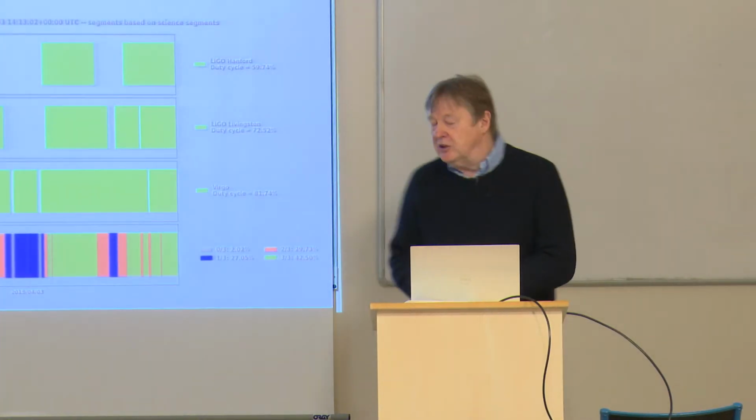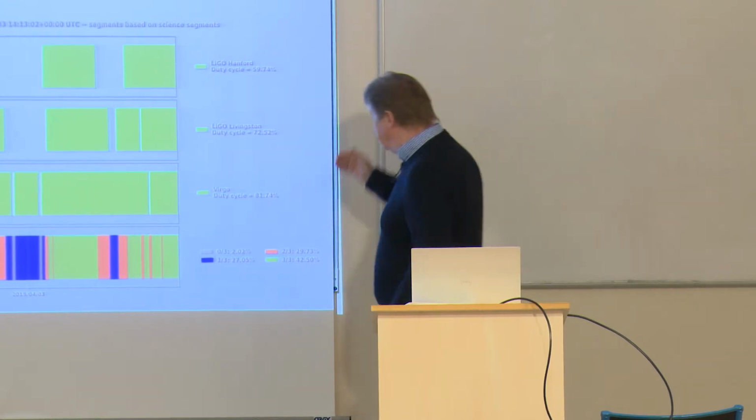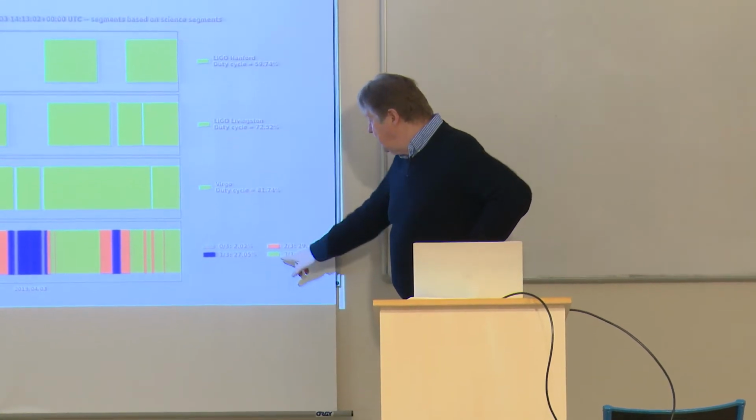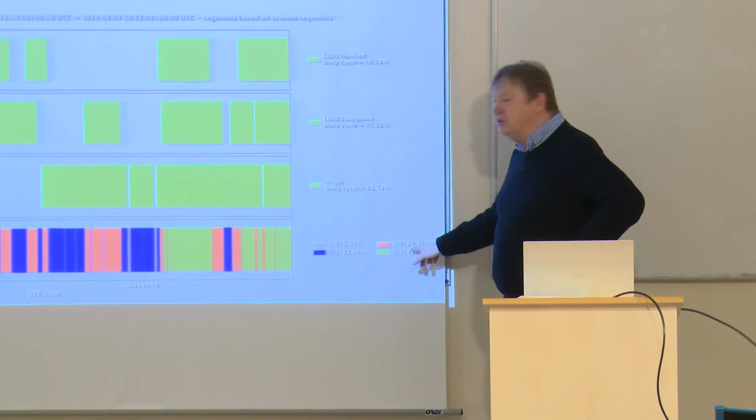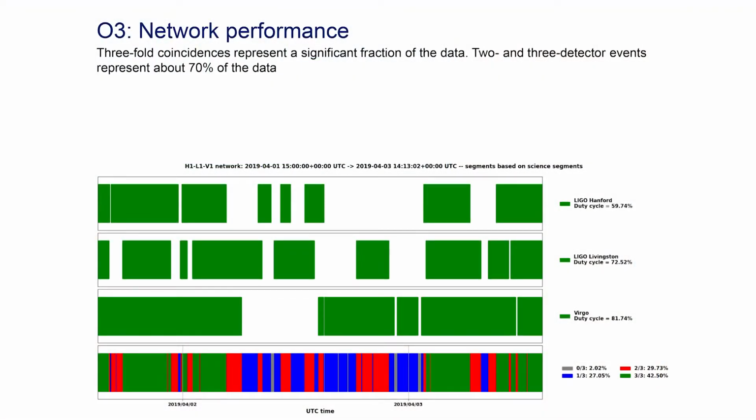The other thing is, if you look at the interferometers together, then what is indicated in green, so green is good, is that we have about 42% of the time triple coincidences with these detectors. So that is nice.